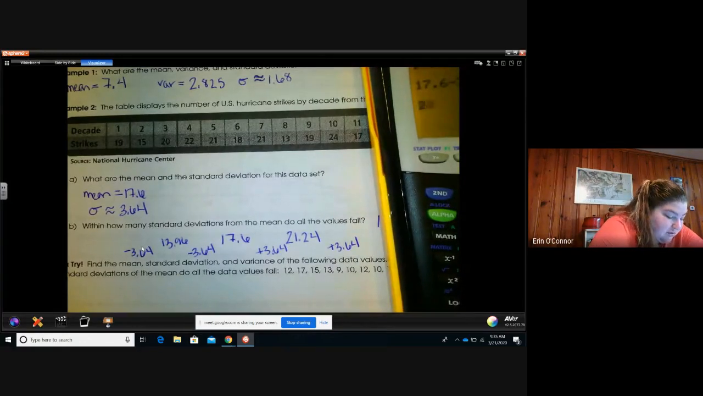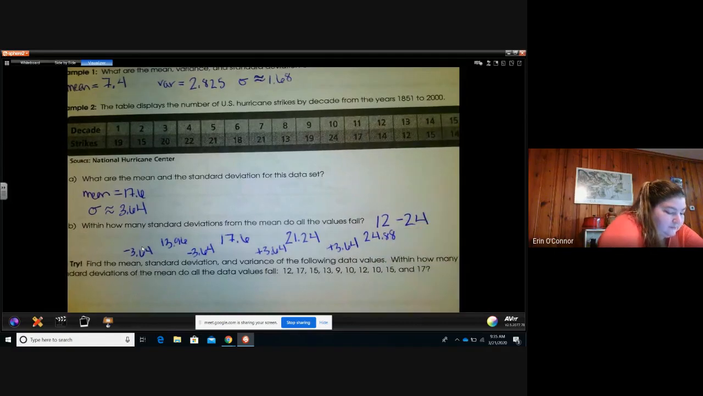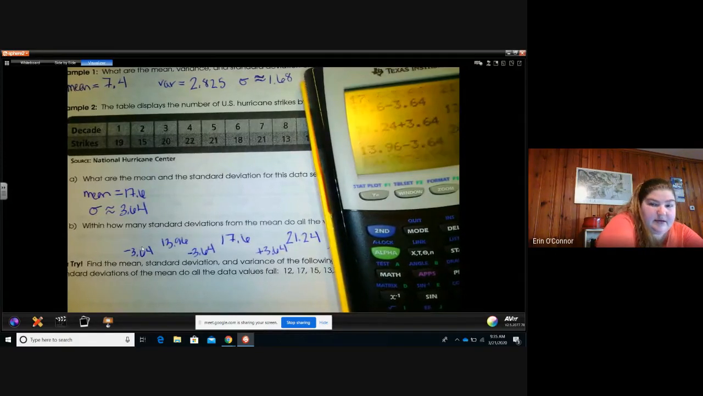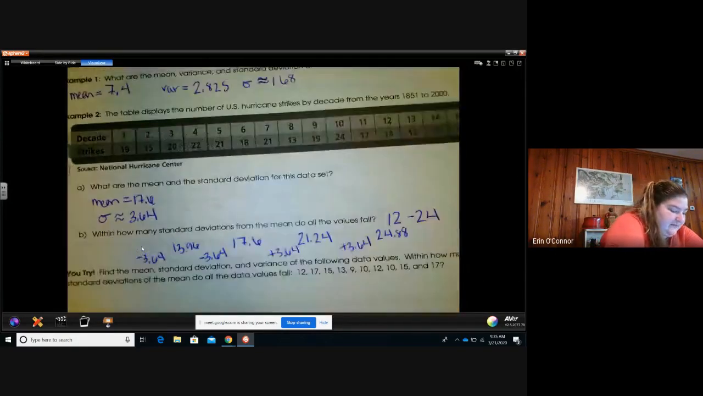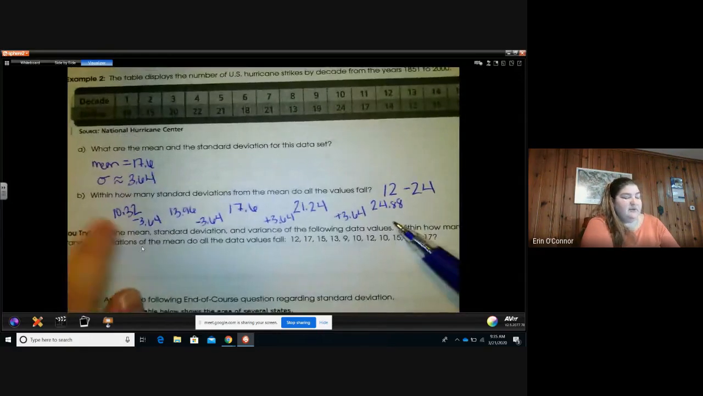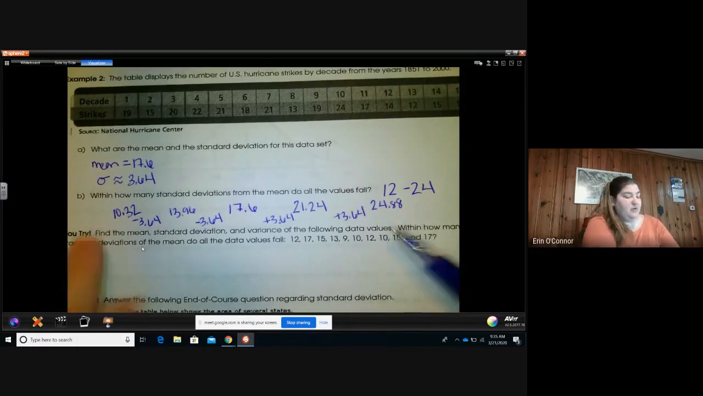So now I'm going to take 21.24 and add 3.64. And this time I get 24.88. And then I'm going to take 13.96 and subtract 3.64. And I get 10.32. So now, do all the numbers from 12 to 24 fall between 10.32 and 24.88? Yes, they do.